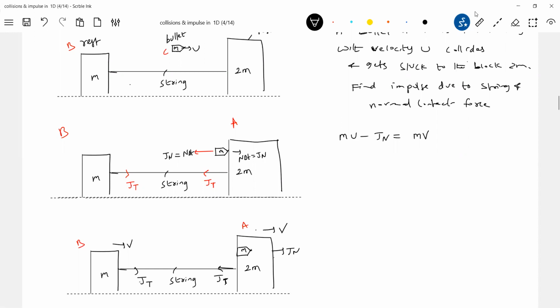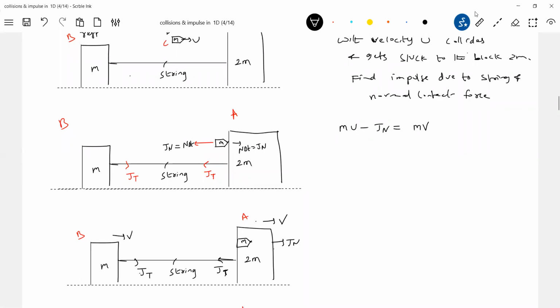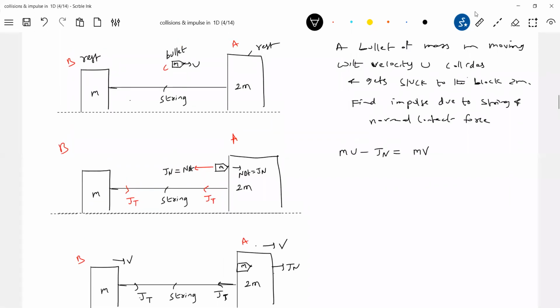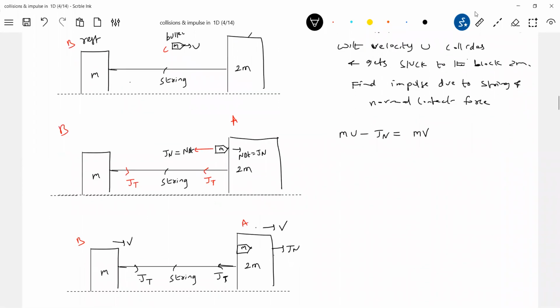Okay, let's look at the overall system. Can I apply conservation of linear momentum? Yes, you can apply it. So let me look at block A only and write the equation. What are the impulses acting? Jn towards right, Jt towards left. And what was the initial state of block A? It was at rest initially. So 0 plus Jn minus Jt equal to 2mv.